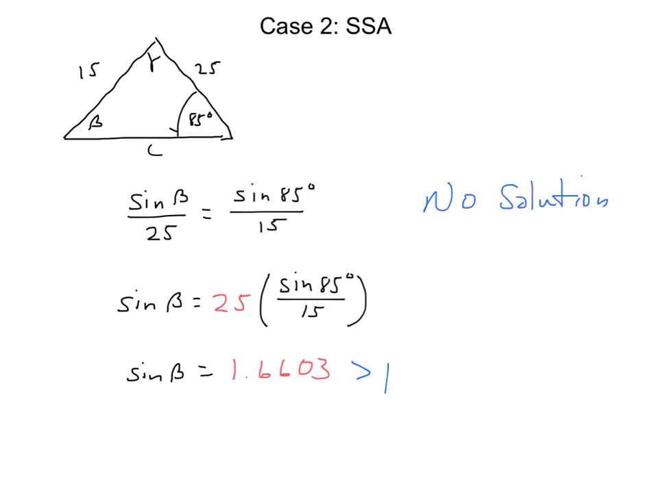You'll know you have no solution when you try to find the first angle and you get a sine or cosine value that would be impossible. It's just going to be bigger than 1, because you're not going to go into negatives on this one. So if you get something here that's bigger than 1, you know this is not possible and there's no solution to this triangle.